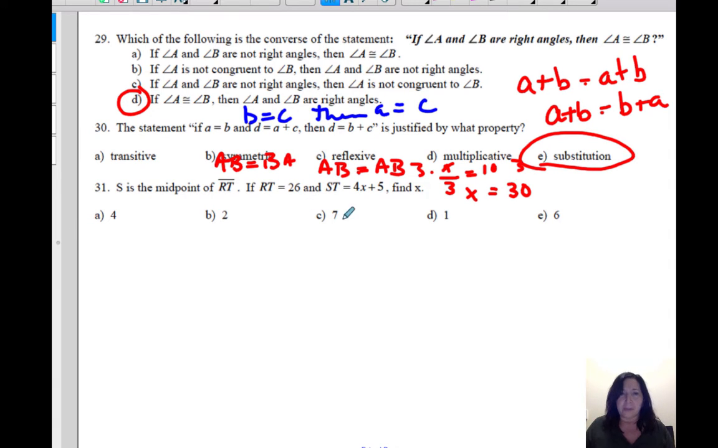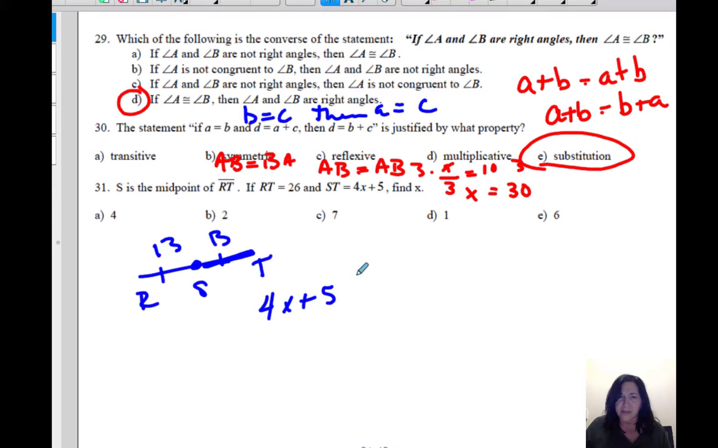None of those are. Okay, this problem here says if S is the midpoint of RT, so here's R, here's T, S is the midpoint, that means that's congruent to that. RT, this whole length is 26, which makes both of these equal to 13. It says ST is equal to 4x plus 5, find x. All right, well, we know ST is 4x plus 5. We also know it's equal to 13. So I'm going to subtract 5 from both sides, I get 4x equals 8, so I've got x is equal to 2, so this is D.